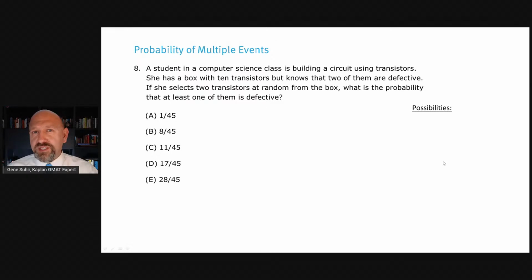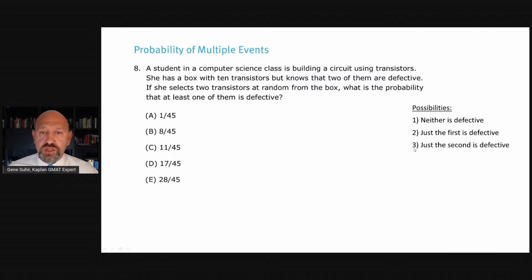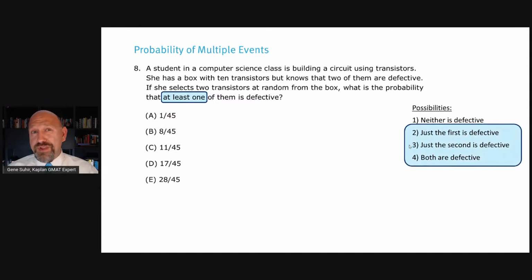Now think about the different things that could happen. When you select 2 transistors from the box, you could have neither defective, just the first, just the second, or both are defective. Now what's desired? That at least one of them is defective. So that would be those last 3 things.